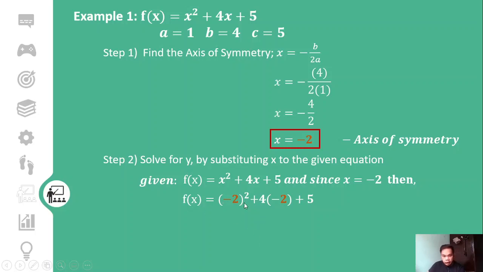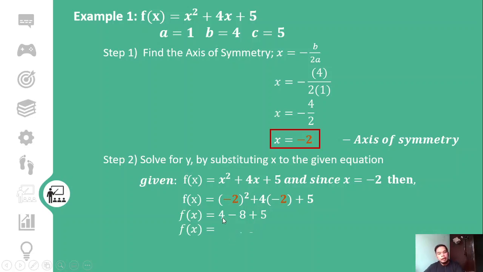I-evaluate natin yung negative 2 raised to 2. Okay, so that will give us positive 4. Next is, imumultiply naman natin yung positive 4 sa negative 2. Positive 4 times negative 2 is negative 8. Then copy plus 5. Okay, so we have 4 minus 8 plus 5.